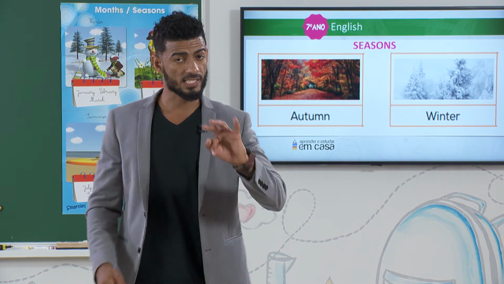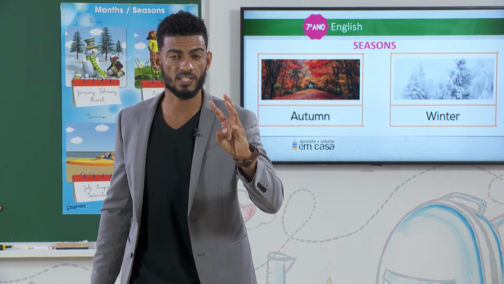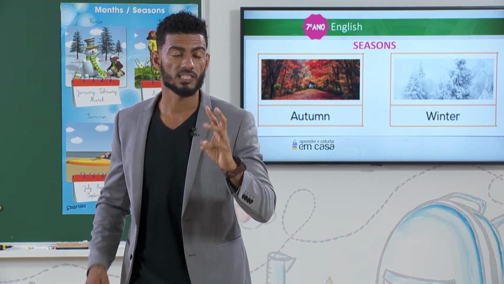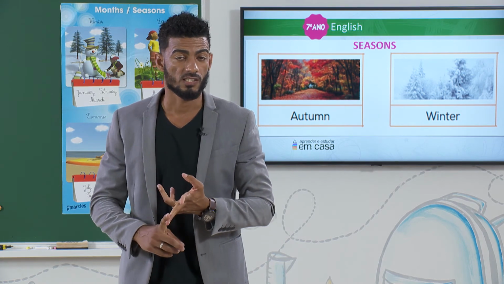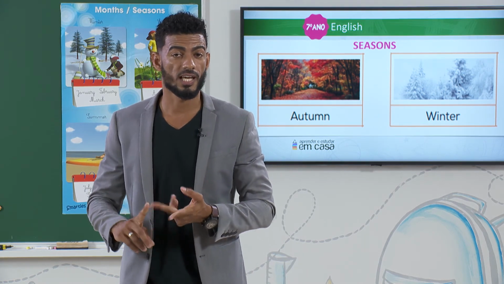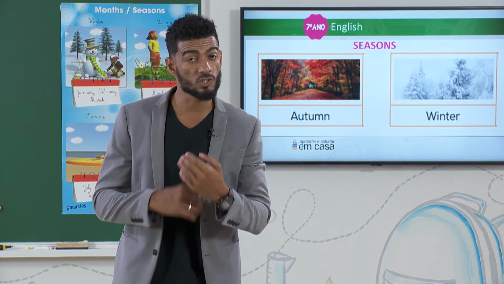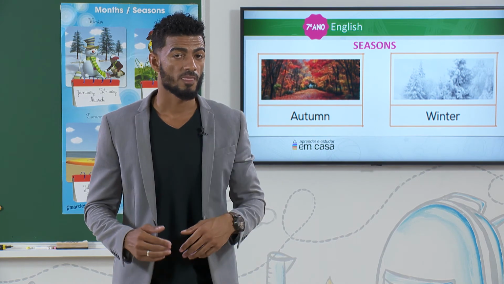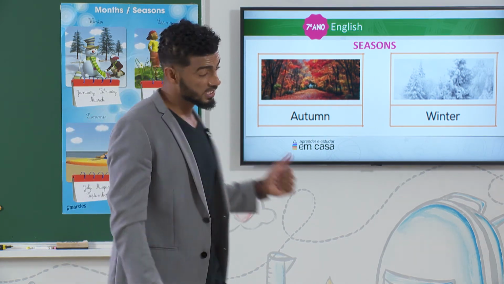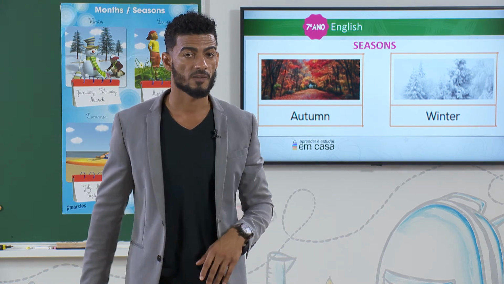Also, let's see the four seasons that you have in English. The first one we have is spring, we have summer, we have autumn or fall, and then we have winter. Great. So, did you pay attention to the class? So now, para ver se prestaram atenção durante a aula, let's do a short exercise.